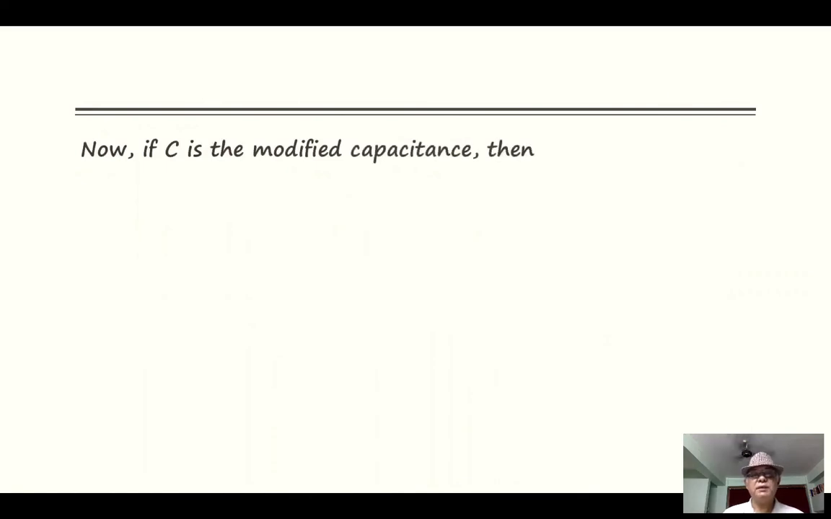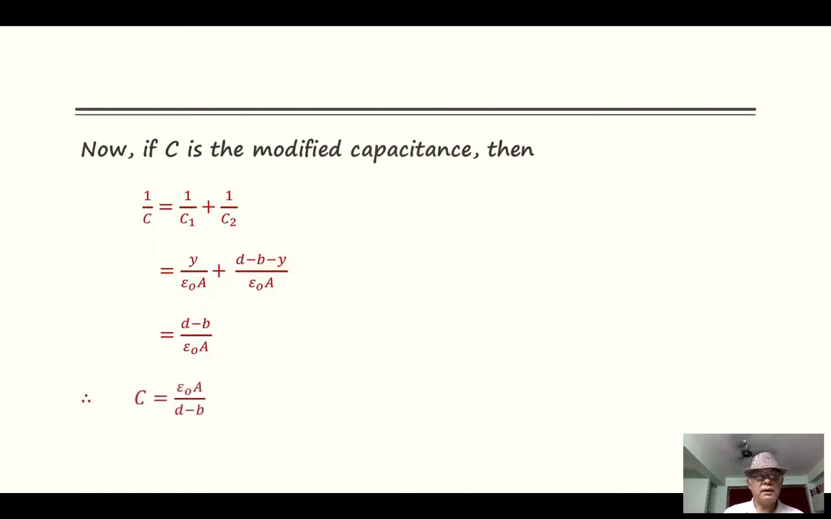Now, if C is the modified capacitance, then 1 by C is obviously equal to 1 by C1 plus 1 by C2. We substitute the values for C1 and C2, get this. A further simplification will lead us to the result 1 by C equal to D minus B divided by epsilon naught A. Therefore, C is equal to epsilon naught A divided by D minus B.